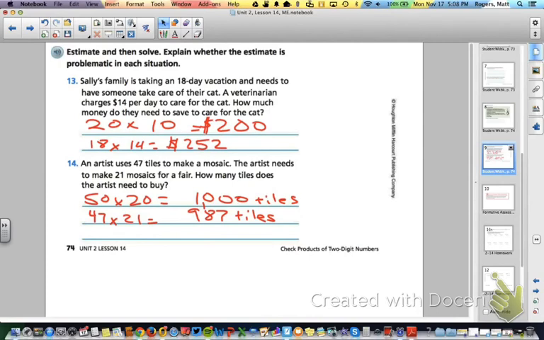In 14, we talked about 47 tiles for a mosaic to make 21 mosaics. How many tiles does the artist need to buy? In this case, 47 rounds up to 50, and 21 rounds down to 20, which gives us a total of 1,000 tiles. When I do the actual number, I get 47 times 21, which is 987. In this case, I do not need to overestimate because I will have enough tiles to cover the actual amount. And that's because we rounded the 47 up while making the 21 go down to 20.